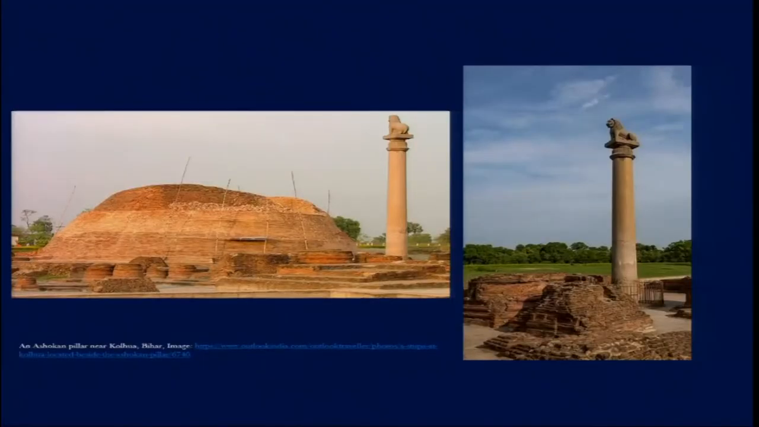We also find that these pillars are not just there as separate entities in the middle of nowhere, but they were perhaps associated with other architectural elements as well. So in some cases, those pillars and those edicts were installed at the major crossroads or the places which are important for the people in those neighborhoods. And in other cases, those pillars also marked a particular sacred territory.